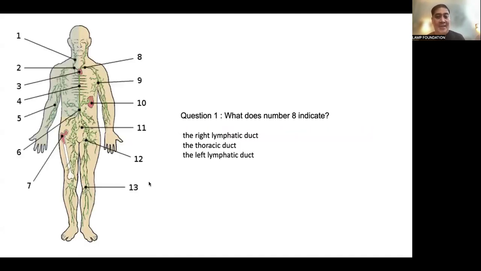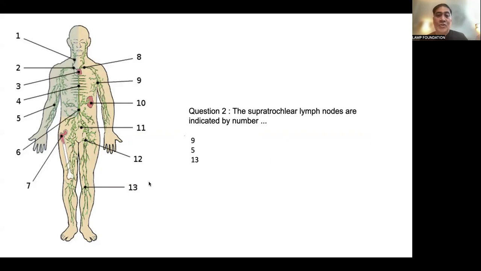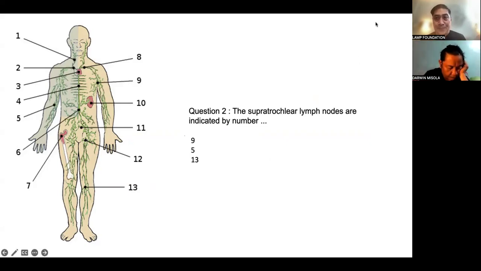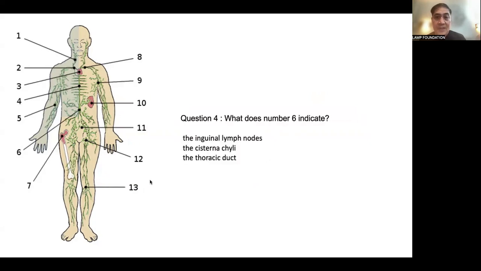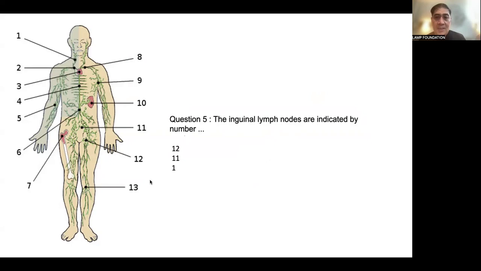What does number 8 indicate? The left lymphatic duct. The supratrochlear lymph are indicated by number? Number 5. Which number indicates the thoracic duct? Number 4. What does number 6 indicate? Cisterna chyli. Yes, cisterna chyli. The inguinal lymph nodes are indicated by number?